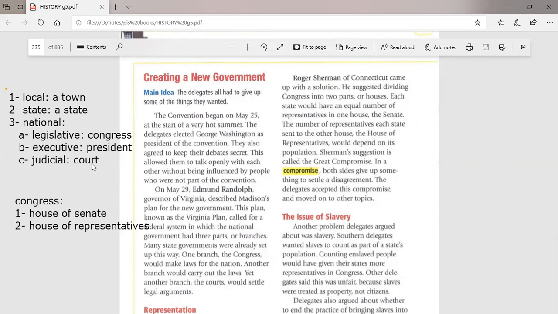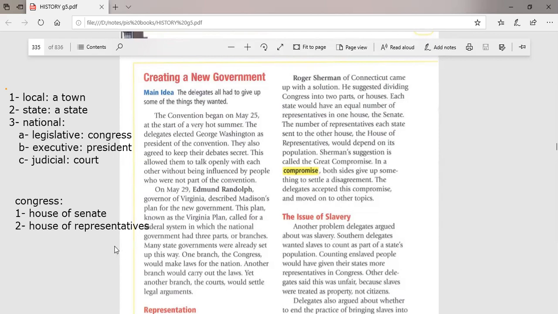Yes, and here they said that the Congress is divided into two parts or two houses: House of Senate and House of Representatives. In House of Senate, okay, each state will elect only one Senate for the House. But representatives, each state will elect a number of representatives according to its population.